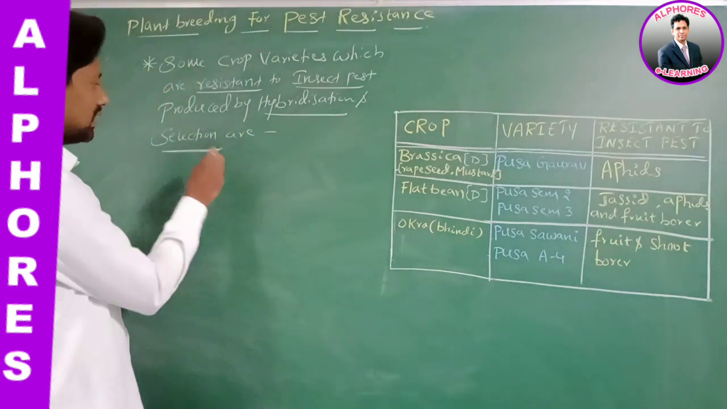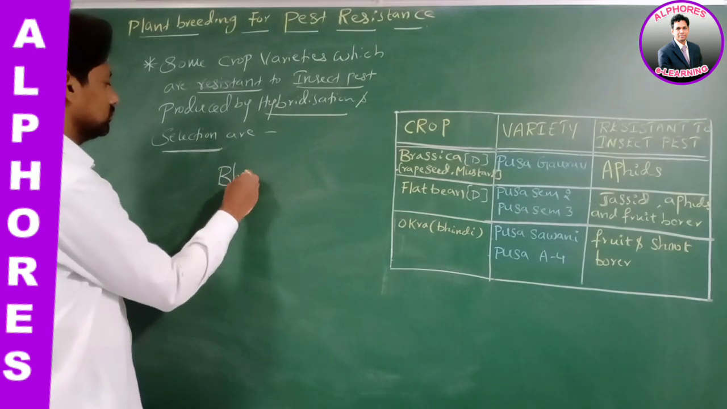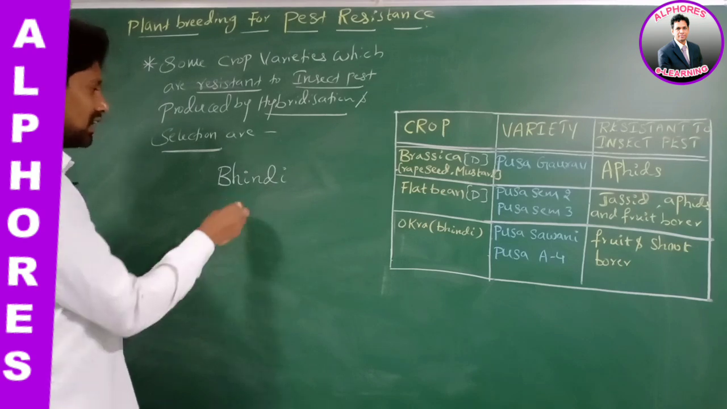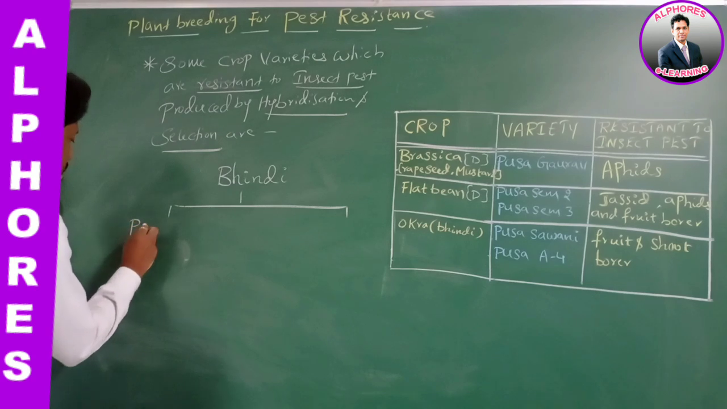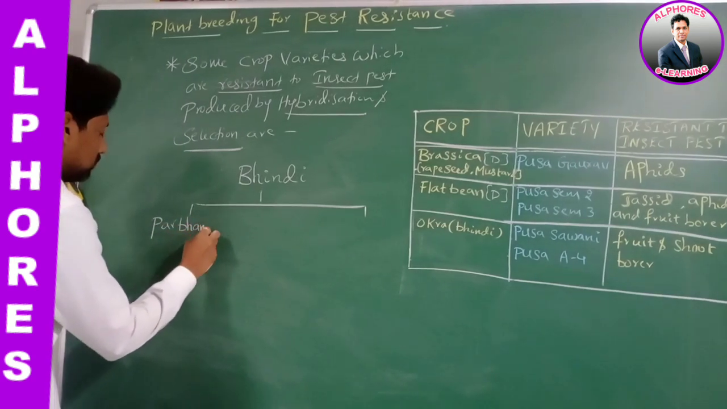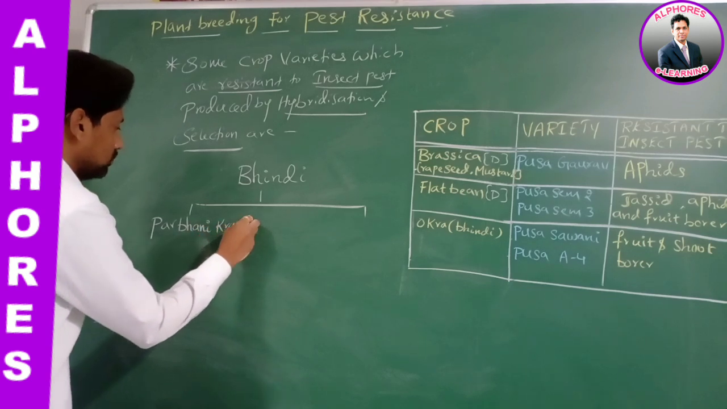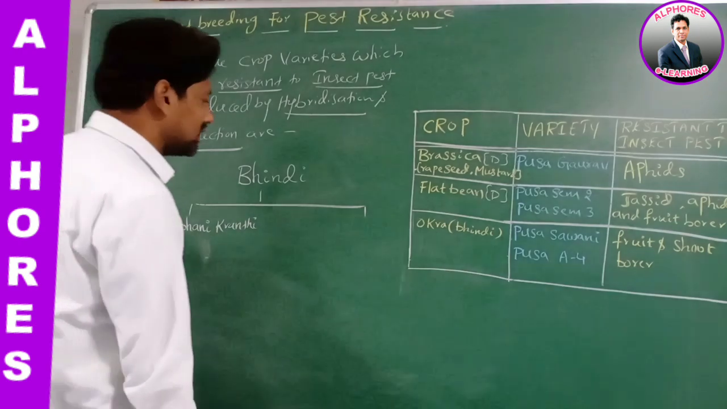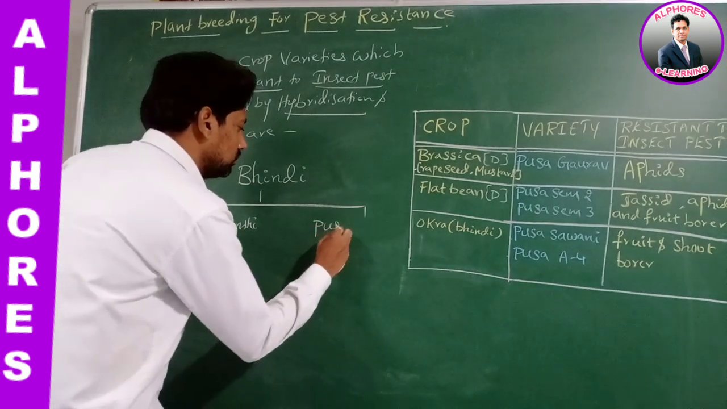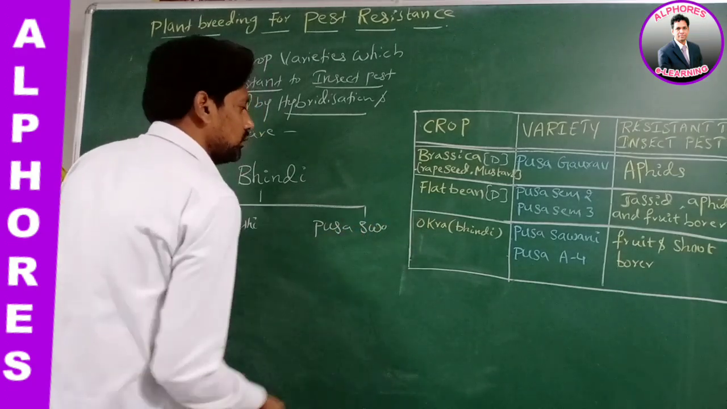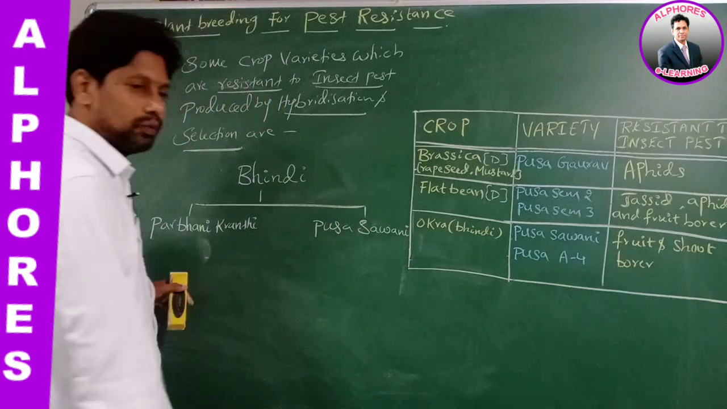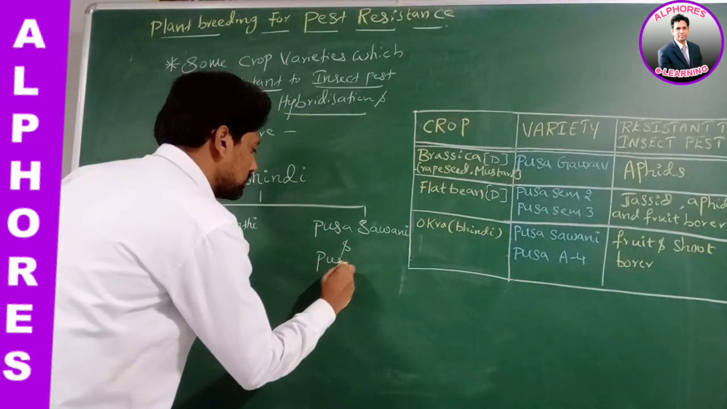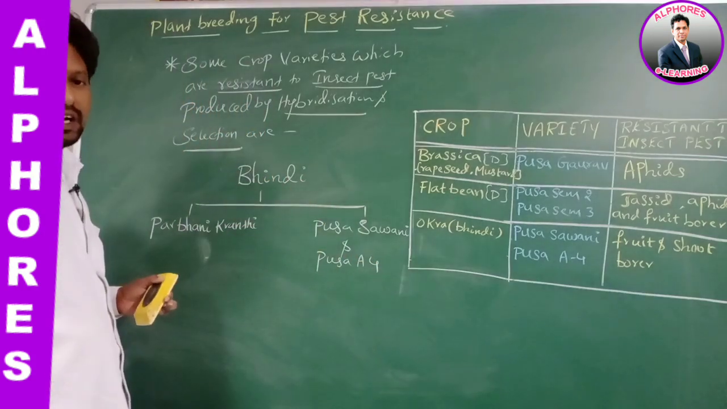Now listen here. Take bendi. Till now, concerning bendi, we got 2 varieties. What are the varieties of bendi we got till now? First one is Parbhani Kranti. And the next ones are Pusa Savani and Pusa A4.